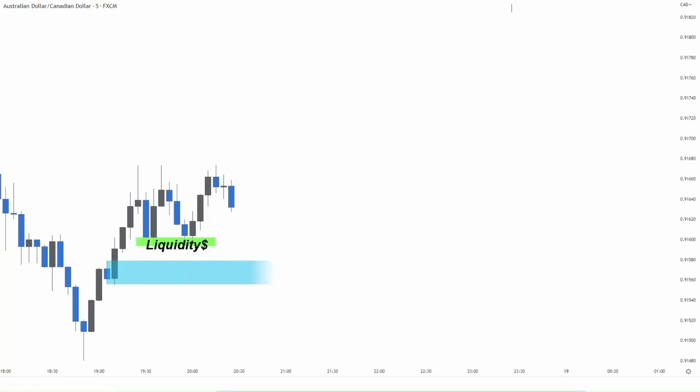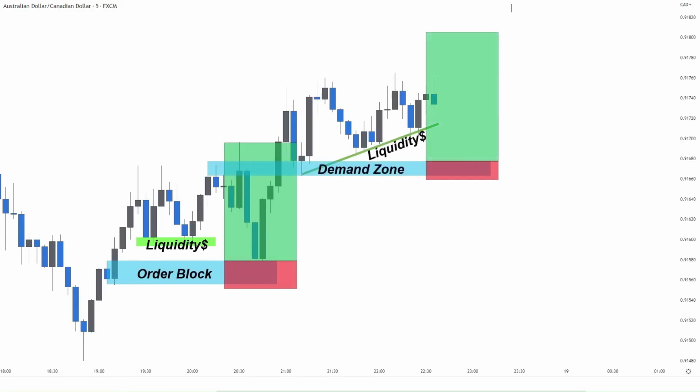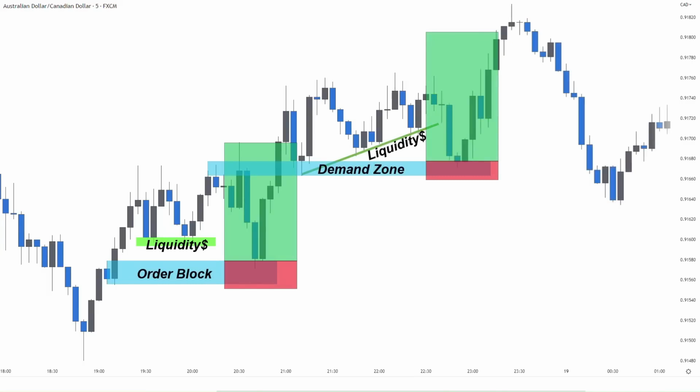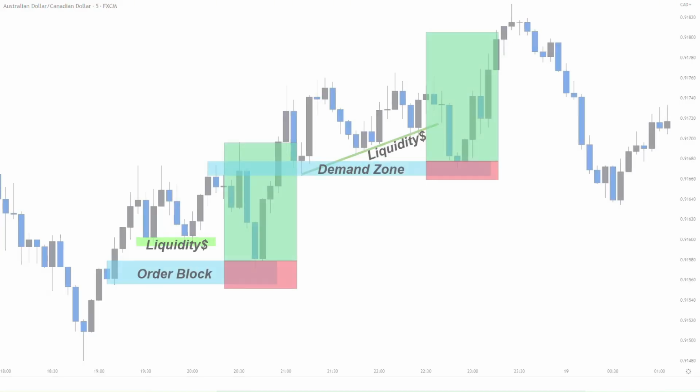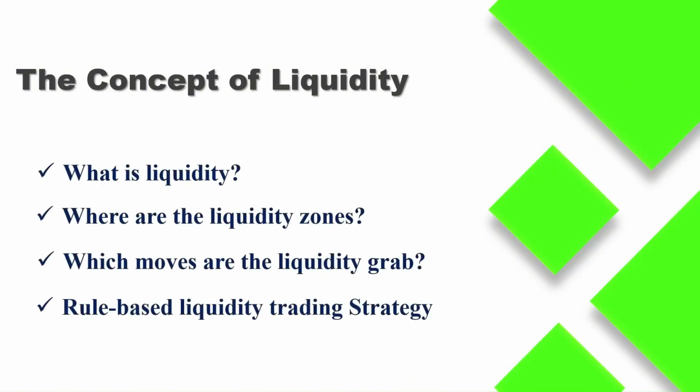Understanding the liquidity concept will instantly improve your entries and exits, help you to run into a lot fewer losses, and allow you to catch insane risk-to-reward ratio trades. In this video, we will explain the powerful concept of liquidity from smart money trading perspective. We will show you which moves are liquidity grab and how to apply this concept on the chart. And finally, our key and rule-based liquidity trading strategy with specific entry and exit points.